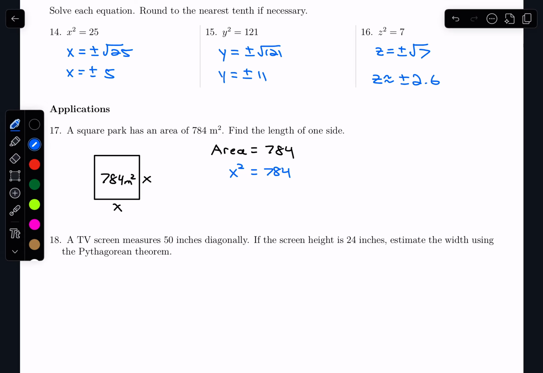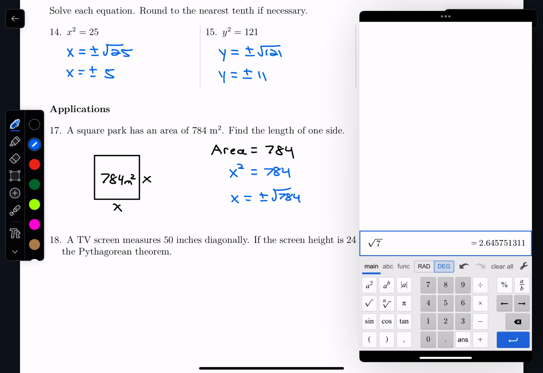Now applying the square root property, we get x equals plus or minus the square root of 784, which real quick on our calculator, square root 784 is 28. So we get x equals plus or minus 28.